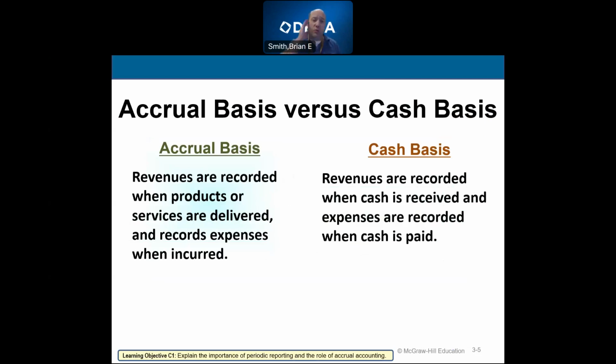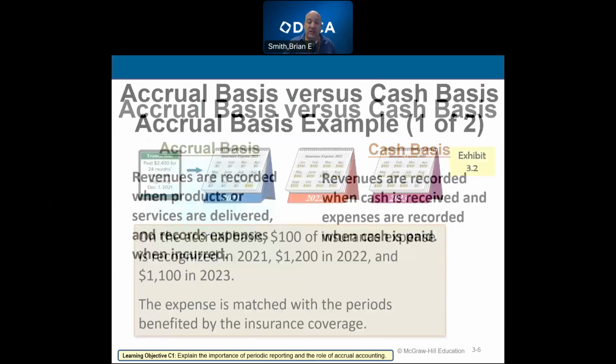But for accrual basis of accounting, we're going to have to account for all of that time period from December 20th all the way to December 31st of working, and be able to record that on behalf of the company. Revenues are recorded when products and services are delivered, and we record expenses when we incur them. The way I like to explain that is that you record revenues when you earn them, and you expense your expenses in the time period you used them to help create those revenues. So that's what the accrual basis of accounting is and how we're going to look at it.